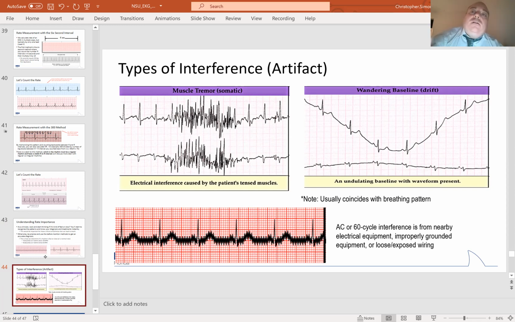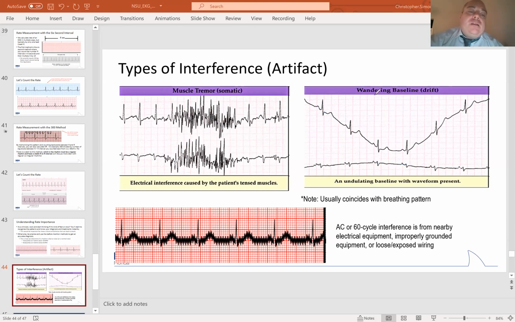So if you're looking over here towards this, tremors, right? You have a patient having muscle tremors, you're going to get all this stuff here on the EKG. And if you're trying to interpret a rhythm, you can't do it with that. It's not going to work. And then, of course, if you get movement, you get what we call a wandering baseline over here. That's not going to work either.